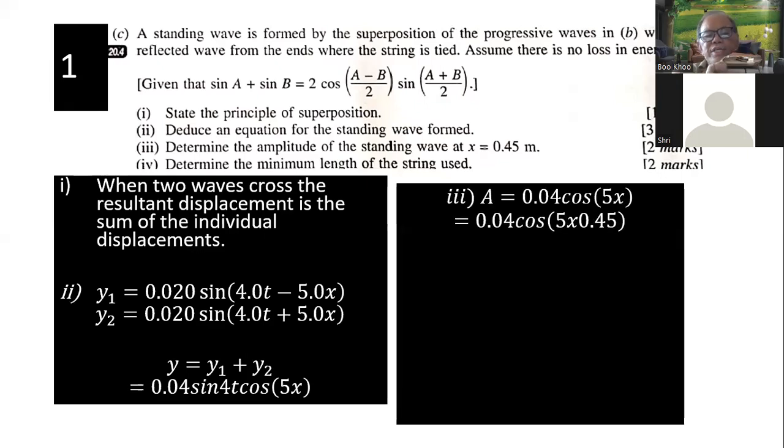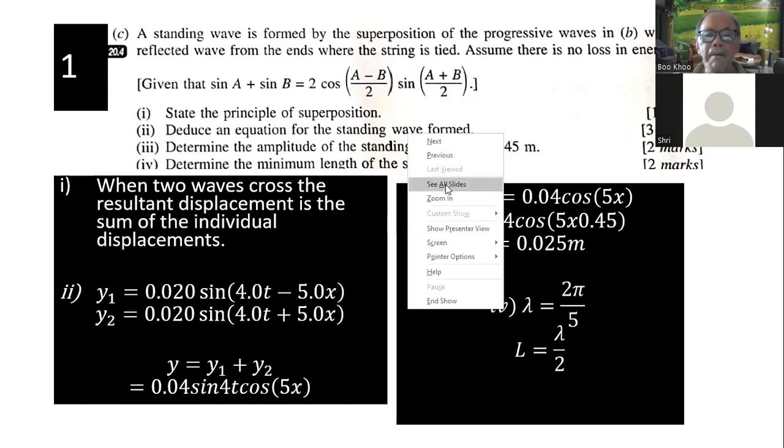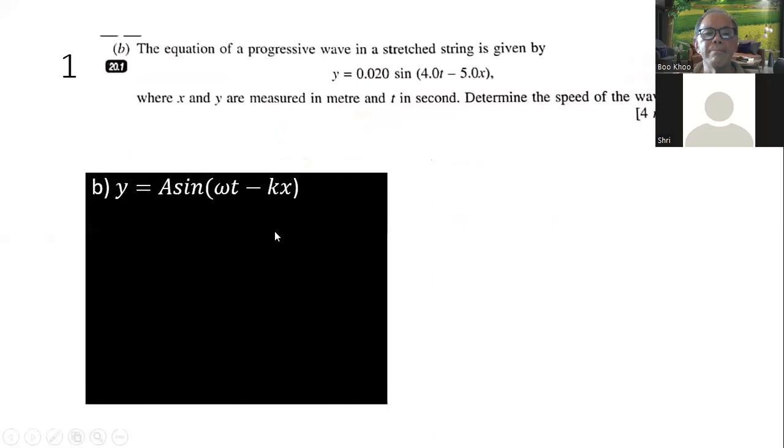Determine the minimum length of the string used. How to do that? Lambda equals 2 pi over k. K is 5, so lambda is 2 pi over 5. L is lambda over 2. Go back to your previous working; there's a lambda that we have calculated there.